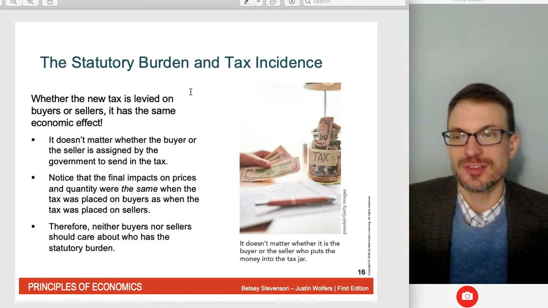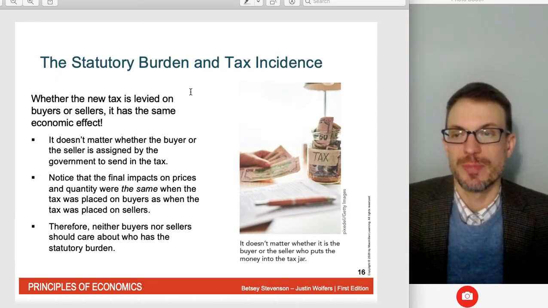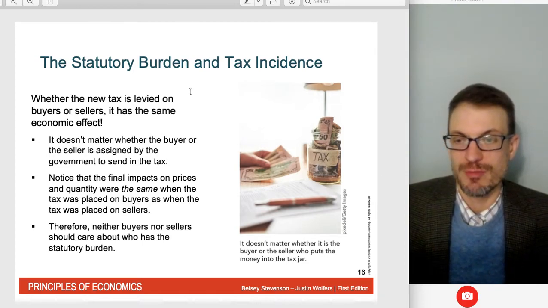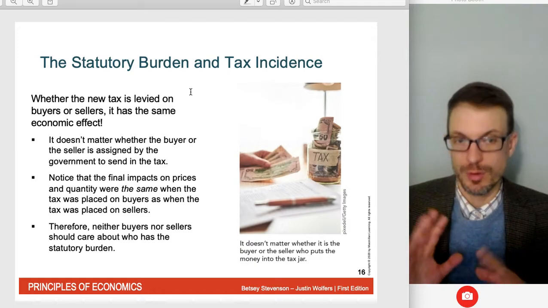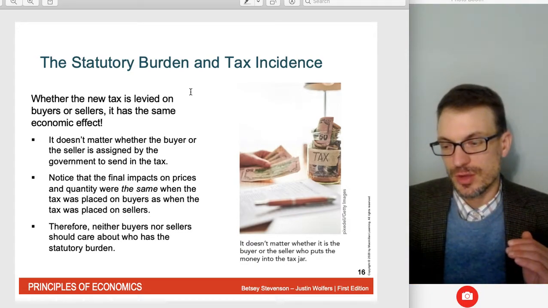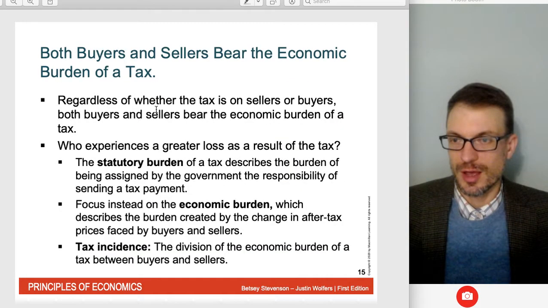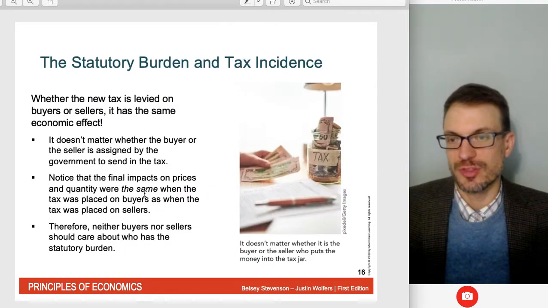When there's a new tax levied on buyers or sellers, the economic impact is the same. It doesn't matter whether the buyer or the seller is assigned the responsibility to transmit that payment to the government. Notice the final impact on prices and quantity. 1.2 million was the quantity. Sorry, dog's barking. It's $1.30 that the buyers are paying, and it was $1 that the sellers are receiving either way.